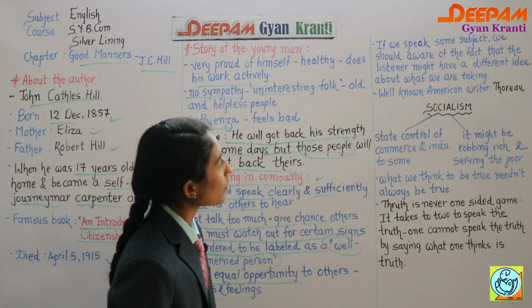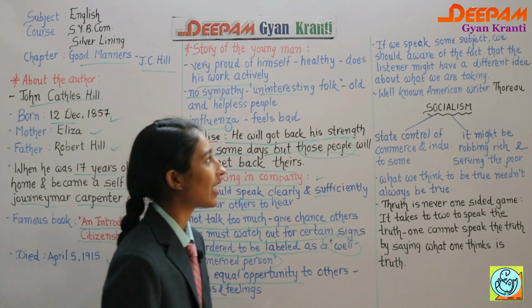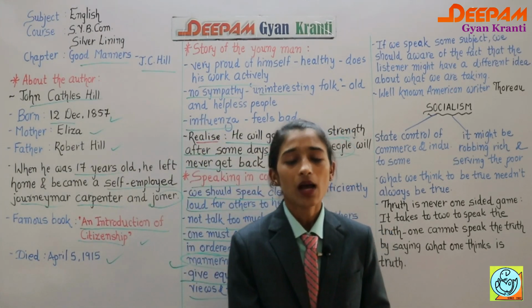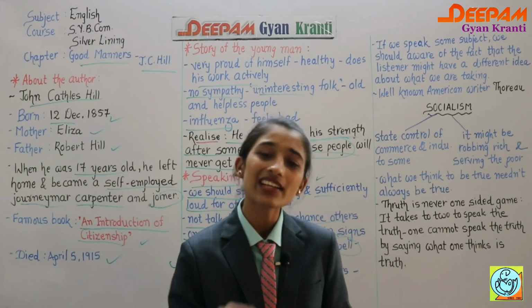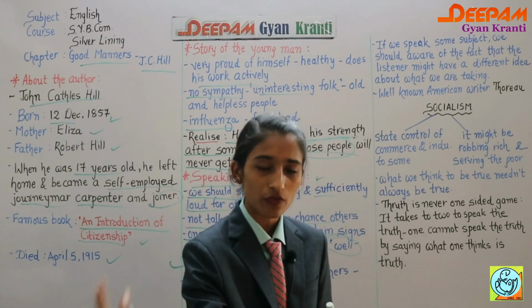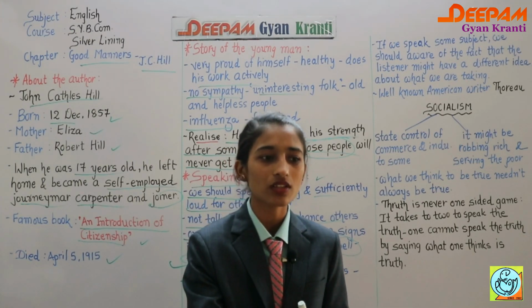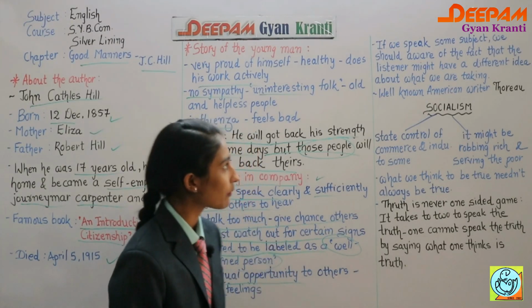If we speak about some object, we should be aware of the fact that the listener might have a different idea about what we are talking about. Okay, suppose you are talking about one person or one thing, one topic. It is not like you are always right. Your point of view is not always right. Sometimes the other people also have good views. So we have to give the chance to them also.